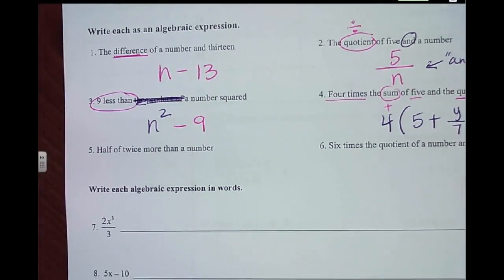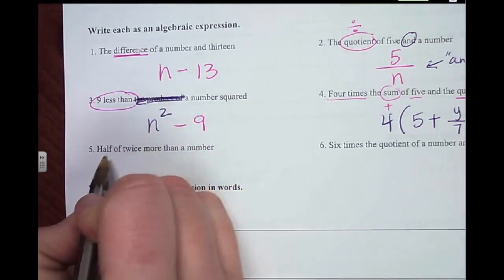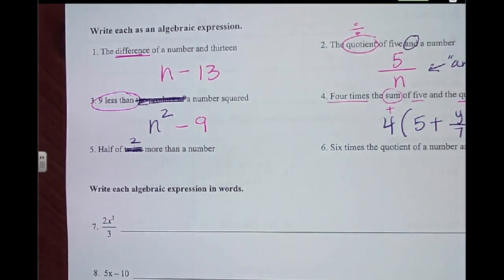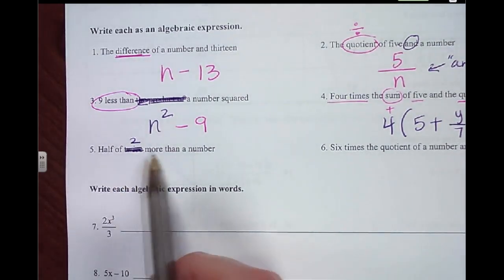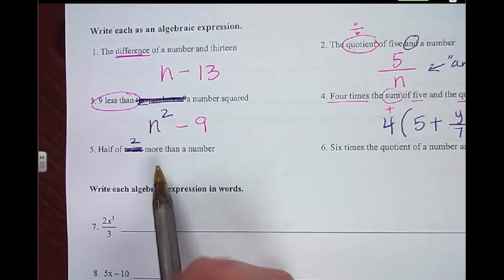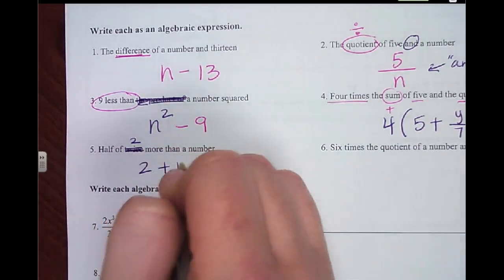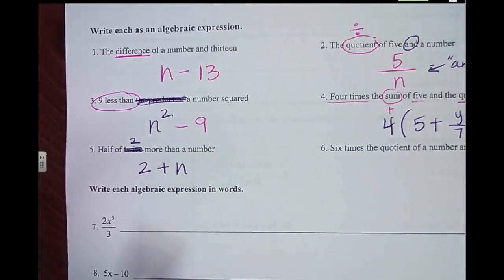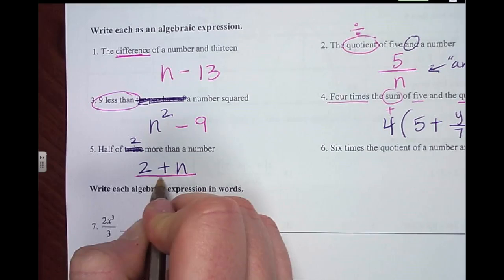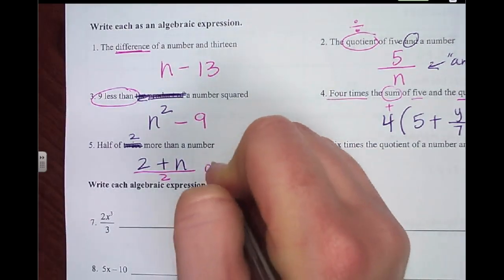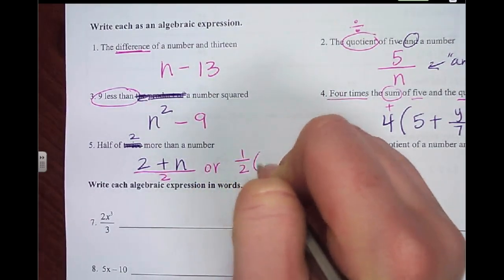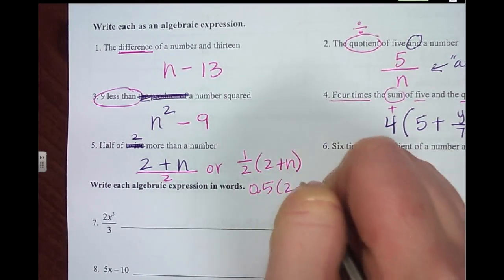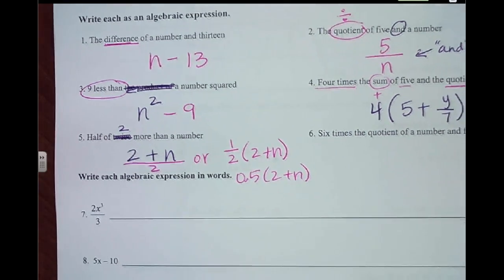Okay, number 5. I rewrote this, I think: half of 2 more than a number. When you talk about 2 more than a number, that's just another way of saying addition. So 2 more than a number looks like this. Half of, you can do a couple different things here. You can divide the whole thing by 2, or you could do 1/2 times 2 plus n, or you can do 0.5 times 2 plus n. Any of those would be acceptable.